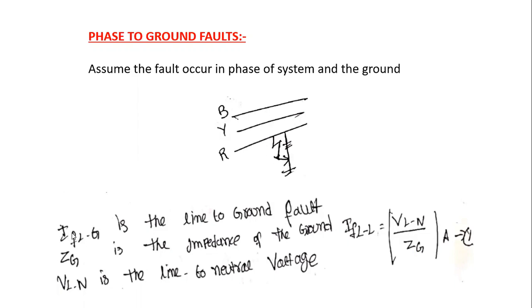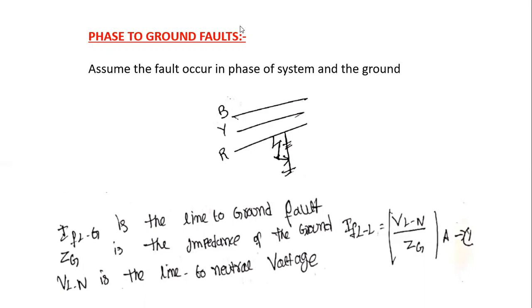Therefore, IF is the fault current that is line to ground. What is that line? That is R phase to the ground. This type of fault is called the line to ground fault. Next, ZG. ZG is the impedance of the ground. Next, VLN. VLN is the line to neutral voltage.